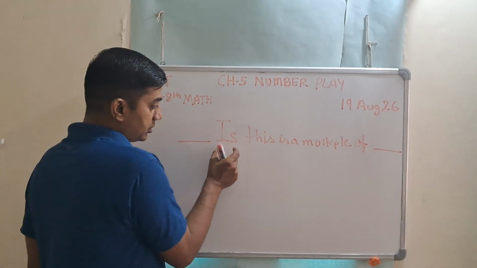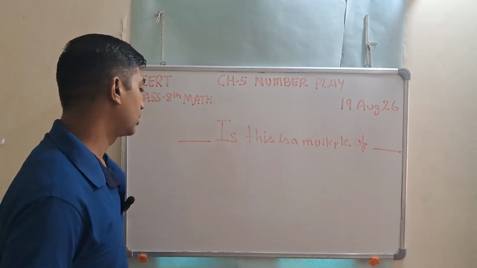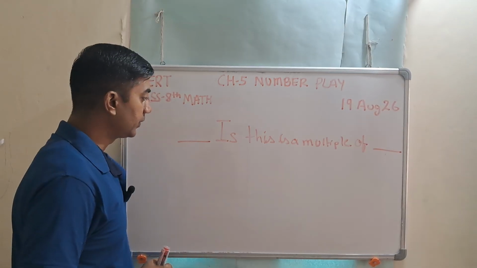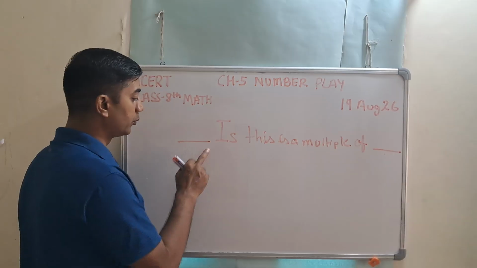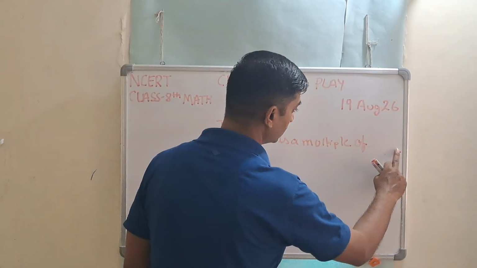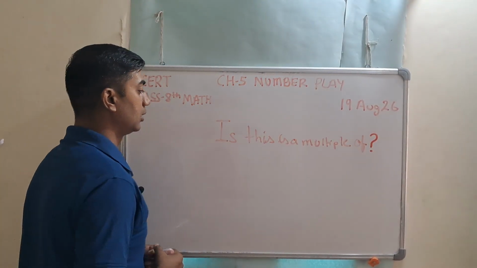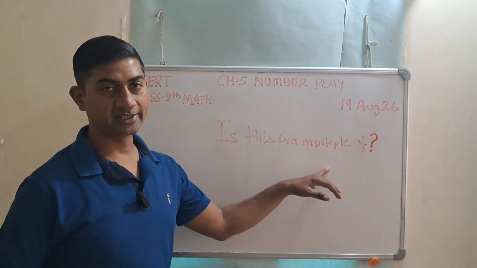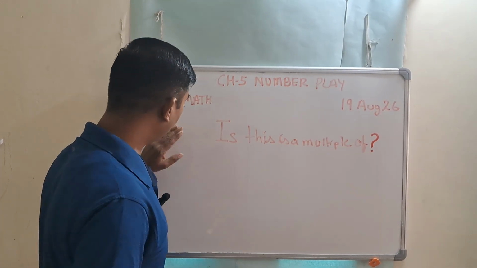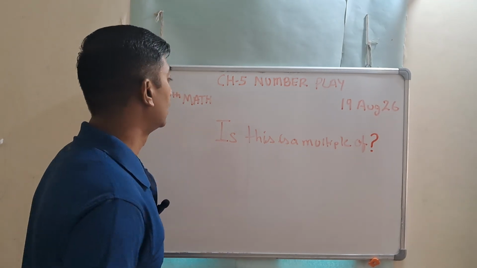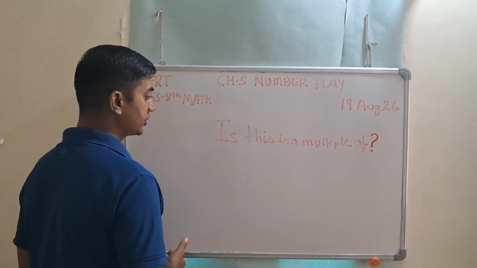Actually I was explaining the concept of this statement which is given at the start of this chapter, 5.1: "Is this a multiple of?" In your book it is written like this, and I have explained the meaning of this statement. And now we will go with the chapter, with the flow of the chapter. Understood?